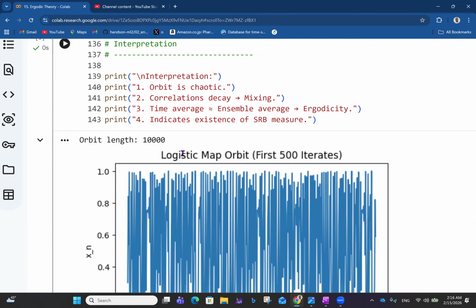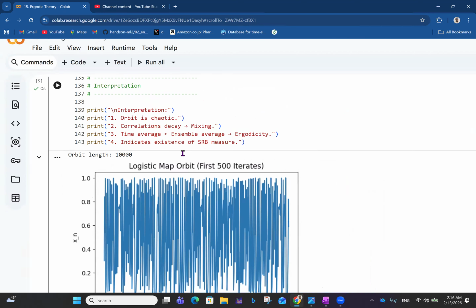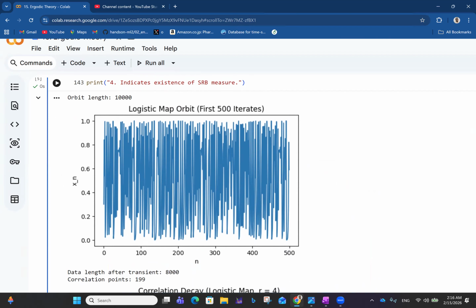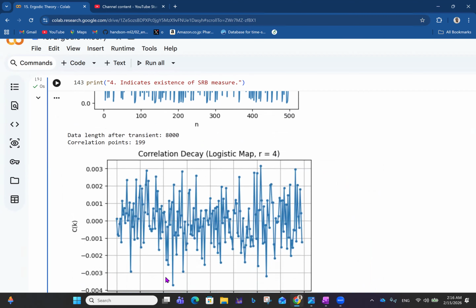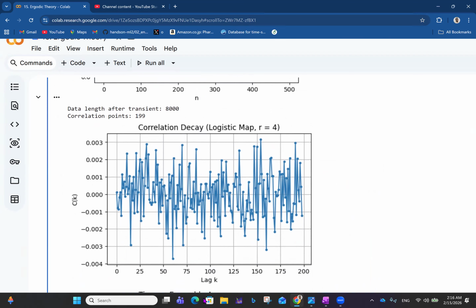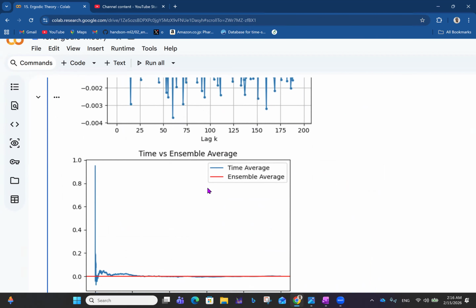We have an orbit length of 10,000. So for the first 500 iterates, we have this. And the data length after transient is 8,000. The correlation points is 199. And next, we also have the correlation decay for the logistic map where r is equal to 4. We have the lag k this way, and we have C of k this way. The other time we were talking about C of k approaching 0. That's the mid value around here, that's C of k approaching 0 there.